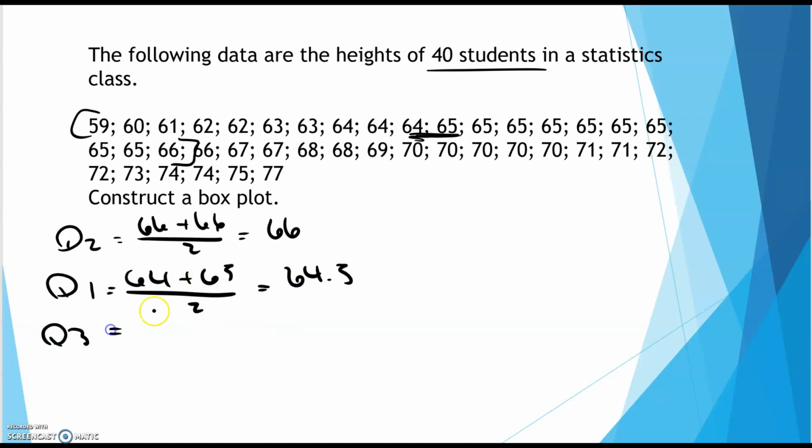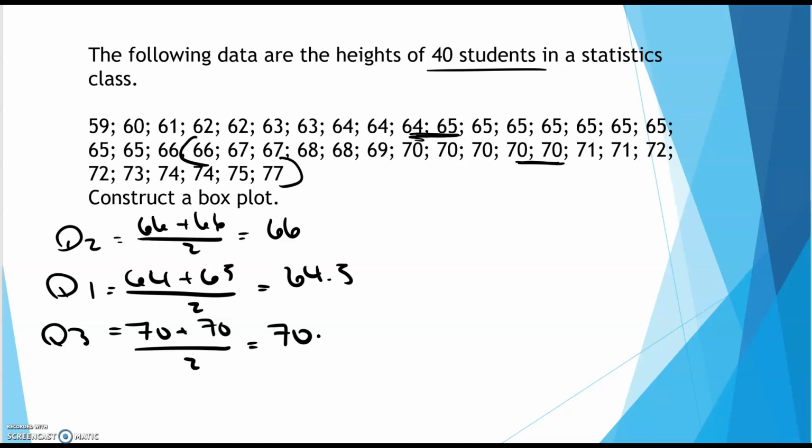Okay, Q3. Now I'm looking not here, but here to here. Let me move that down just here. There should be 20 numbers there. Half it, so 10. One more, 11. So 1, 2, 3, 4, 5, 6, 7, 8, 9, 10, and 11. If I find the average of those two, since it's the same number, it's just itself, 70.